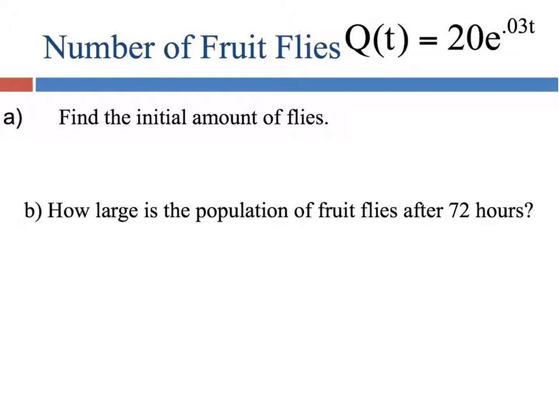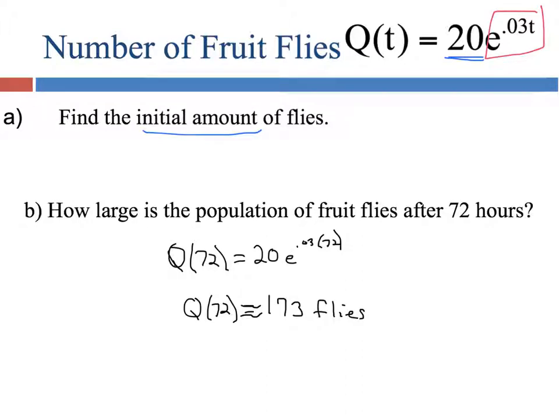In many of these equations, you will find the initial amount is this coefficient amount, because when I put 0 in as my variable, which is in the exponent, anything to the 0 power becomes 1. Therefore, this portion will always become 1, and my initial amount is what my coefficient says. To determine the population after 72 hours, we put 72 in for our time and we solve. And we find the population to be about 173 flies after 72 hours.